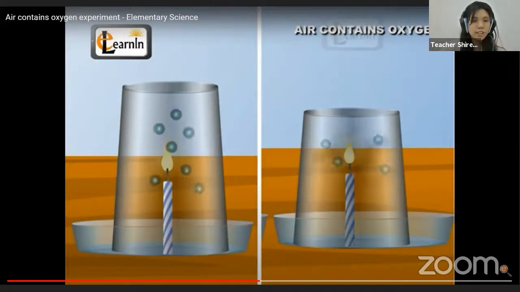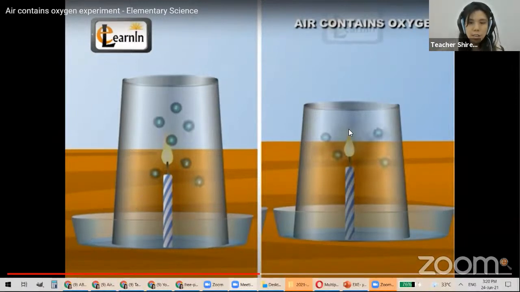So please type in the chat: oxygen helps combustion, which means helps burning. Let's say, for example, the house is on fire. What we need to do is not let oxygen reach the fire, then the house won't be on fire anymore. That is why we use the fire extinguisher, because a fire extinguisher contains carbon dioxide. So when the air there has only carbon dioxide and no more oxygen, then the fire will extinguish. All right, please type in the chat: oxygen helps combustion.